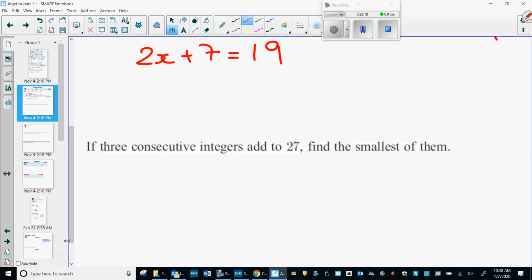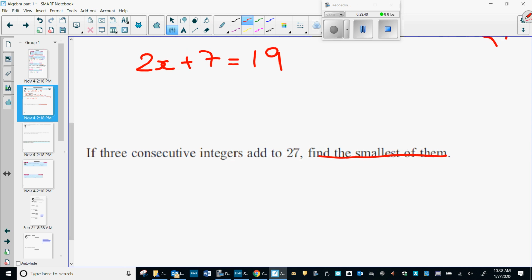Okay, if 3 consecutive integers add to 27. Again, we're not going to find them. We're just going to form the equation. 3 consecutive integers. So we're going back to the word consecutive. We know that means one after the other. Up above we were talking about consecutive even numbers. So remember, that's why we had the plus 2.